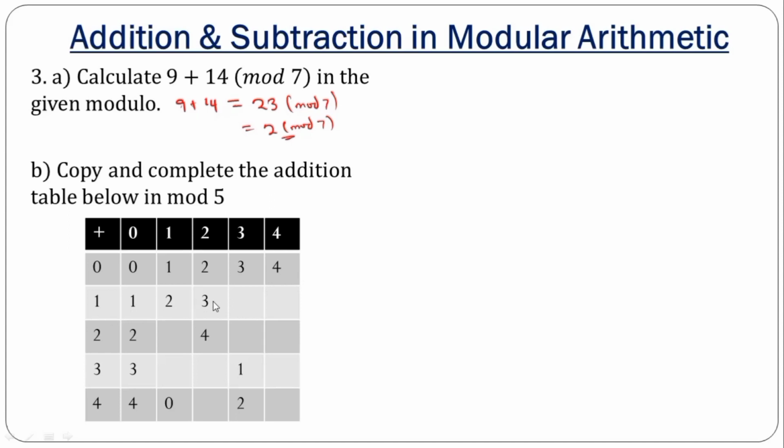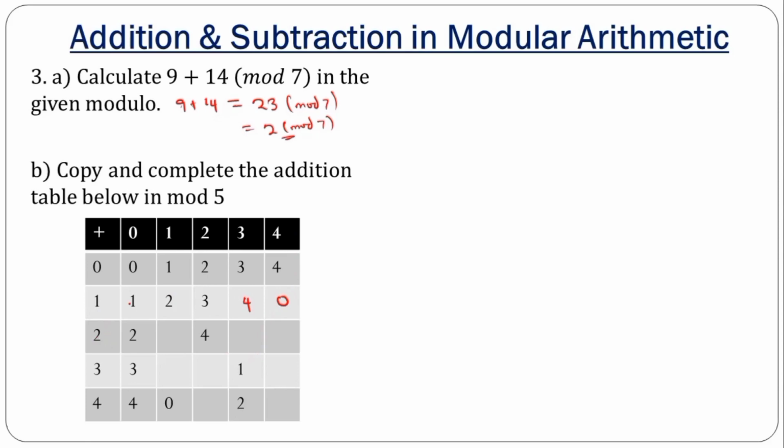And up to this point, they have given to us. Look at where we are asked to do. Now, 1 plus 3 is actually 4, and so I'll write 4. It's not up to 5, so the remainder is just 4 itself. Now 1 plus 4 is 5. If I divide by 5, I'll get 1 remainder 0. So my answer here is 0.